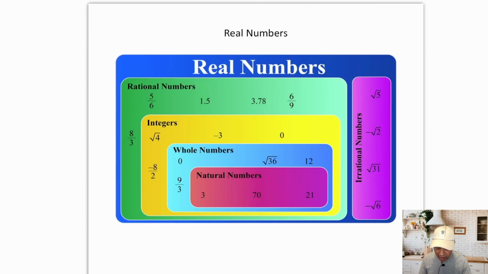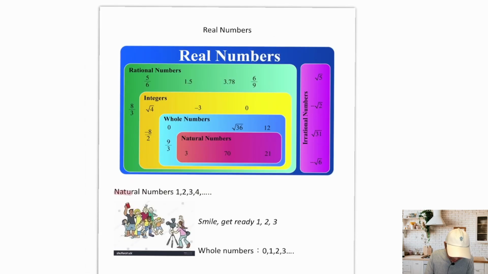On that side, we have irrational numbers. We have rational numbers and irrational numbers. Real numbers consist of rational numbers and irrational numbers. Natural numbers are 1, 2, 3, 4, and so on.